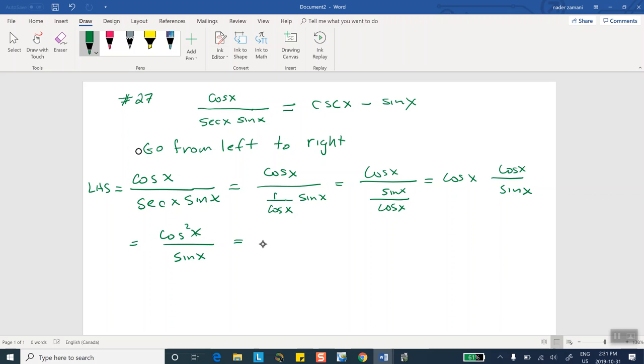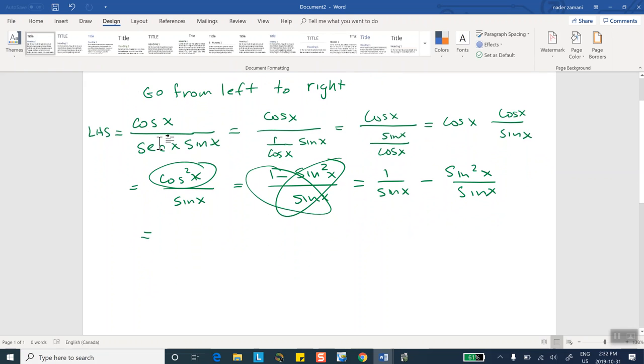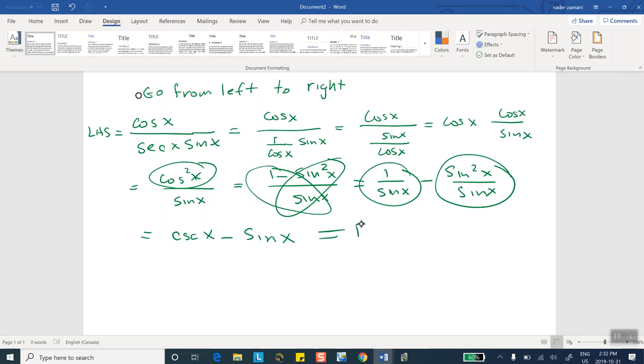Now, cos squared x, I can write as 1 minus sine squared x, and of course sine x stays at the bottom. And we know that we can do this: 1 over sine of x minus sine squared x over sine of x. And this is equal to cosecant of x minus sine of x. And this is your right hand side. We started with the left hand side, we ended up with the right hand side.